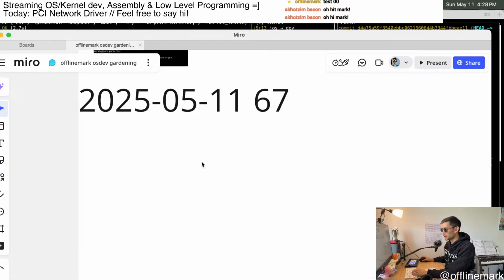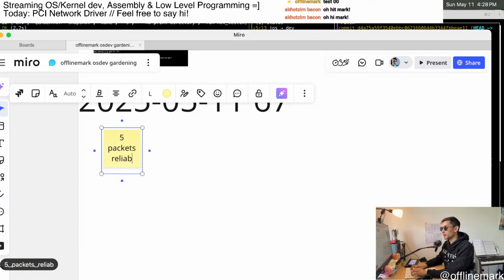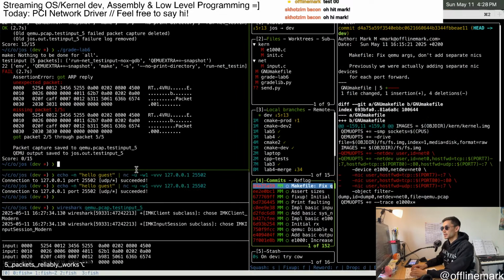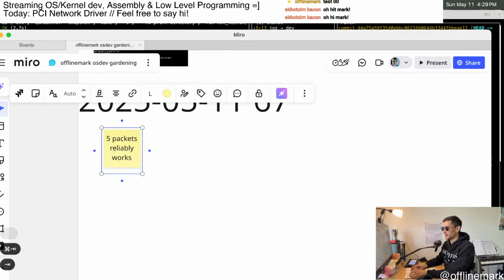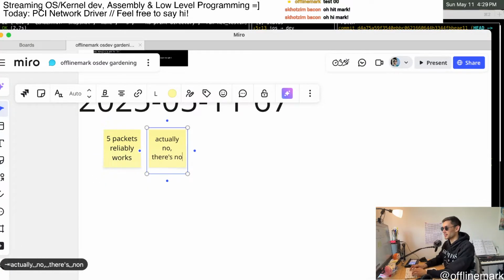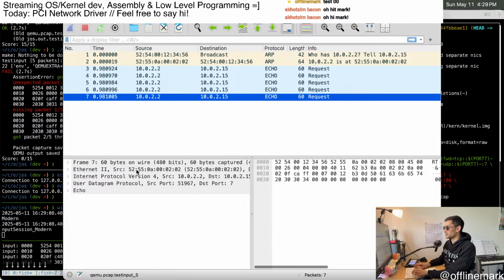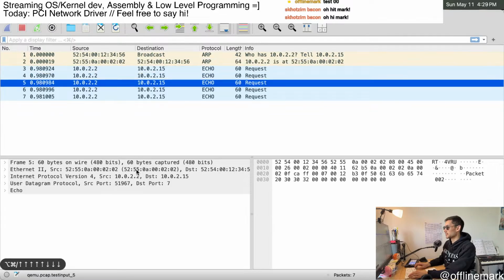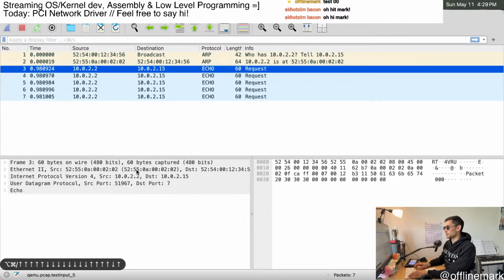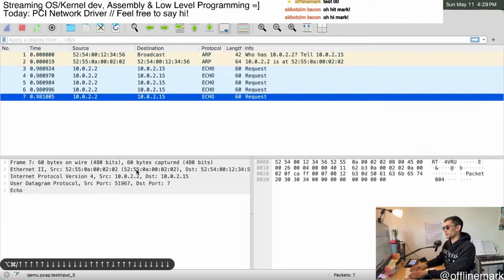Just make a note of that. 5 packets reliably works. Well, apparently, never mind, because that just failed. So actually, no, there's non-determinism. So just to check out again, here's the simple 5 packet PCAP. So definitely those packets were sent on the network.